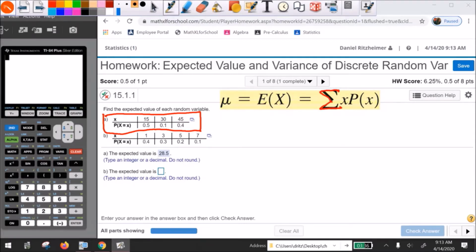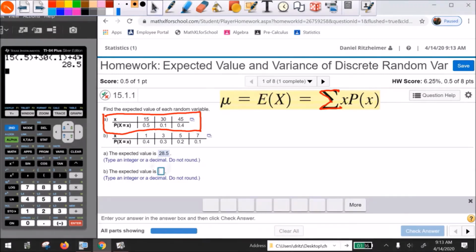The outcome 15 has a probability of 50%. The outcome 30 has a probability of 10% associated with it, and the outcome 45 has a probability of 40% associated with it. Hit enter, 28.5. So I'm going to go ahead and type 28.5. Oh, I already did that one earlier.